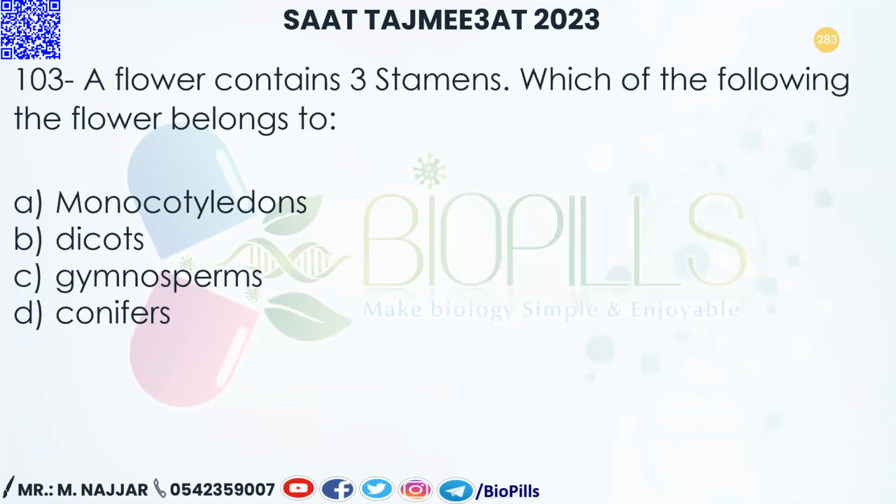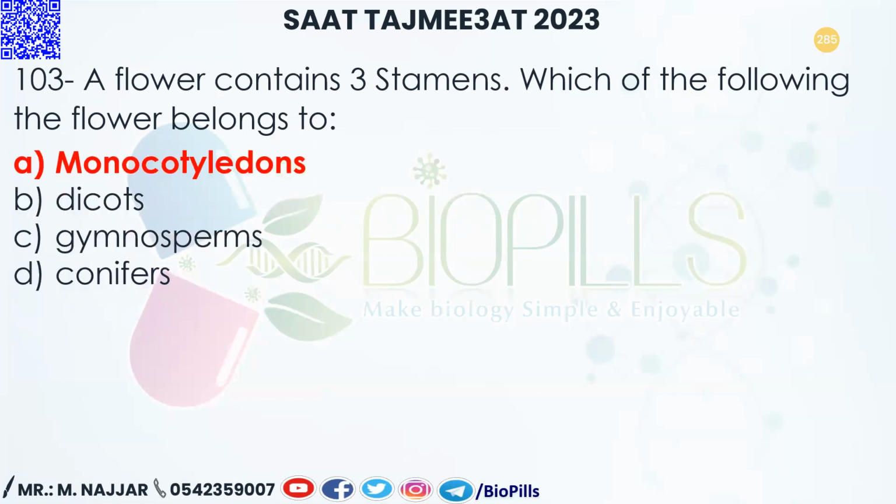Question number 103. A flower containing 3 stamens. Which of the following does the flower belong to? It does contain 3. It's not dicot at all. It's a monocot, because 3 or multiples of 3 is monocot. 4 or multiples of 4, 5 or multiples of 5 is dicots.